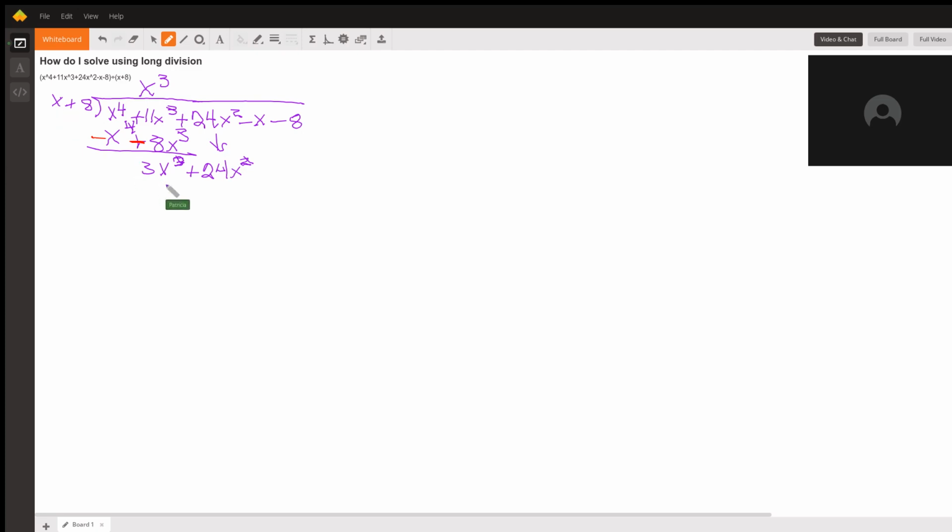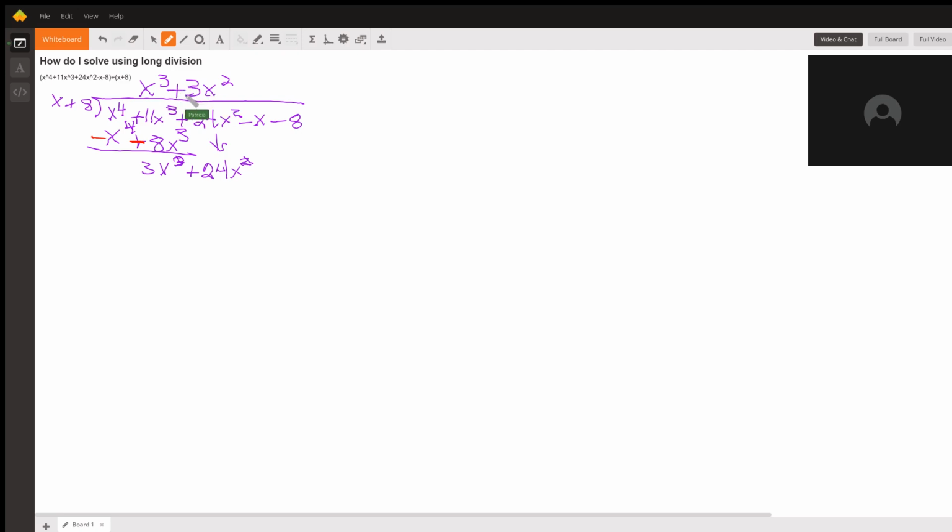X times what gives you 3x cubed? The answer would be 3x squared. Now, one thing that you need to remember is, this pen doesn't seem to want to write exponents very well. One thing you need to remember is to put a sign between your terms. And this needs to be a plus.